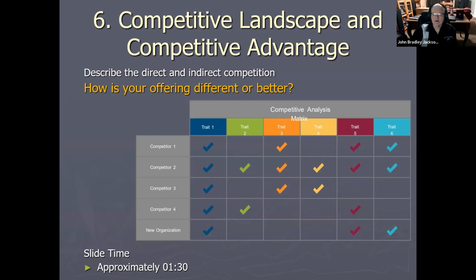The single worst thing you could say would be we have no competition. Because of course you have competition. You have competition that is direct, that's doing virtually the same thing you're doing. You can have some indirect competition, and these are solutions that are maybe off to the side, but are still appealing to your customer.